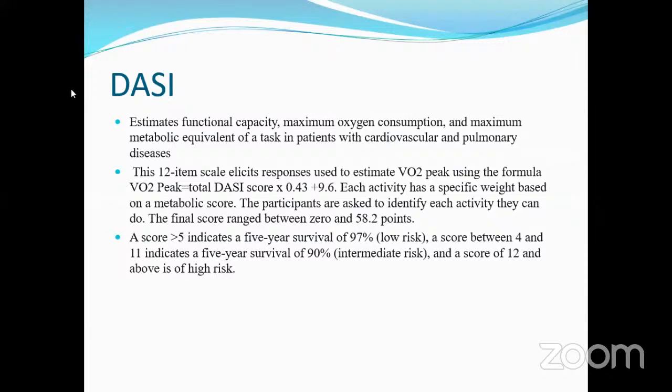A score between 4 and 11 indicates a 5-year survival of 90%, intermediate risk, and a score of 12 and above. The lower the score, this should be less. I think I'm misinterpreting this.